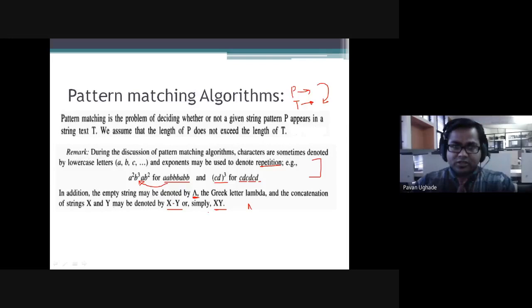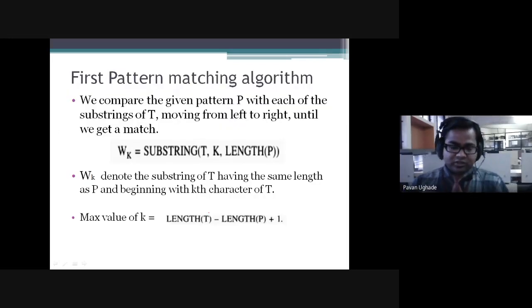Okay, so let's move ahead with the things we require to understand some different variables. The first pattern matching algorithm we are going to see is also called the brute force algorithm. We compare the given pattern P with each substring of T. I'm using the word substring of T, which we have already understood, moving from left to right until we get a match.